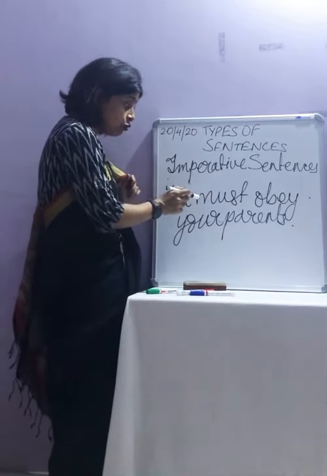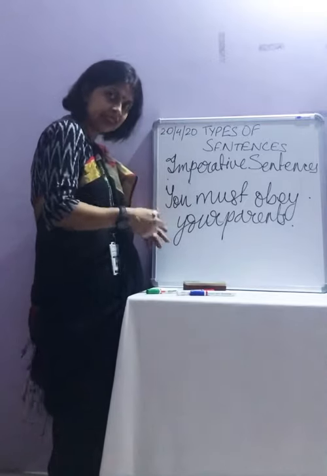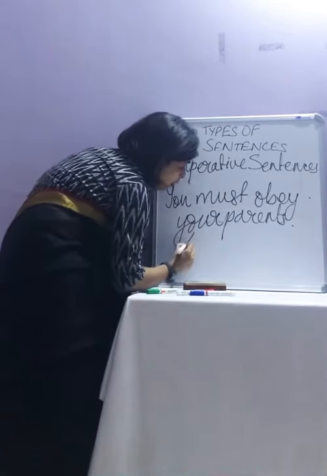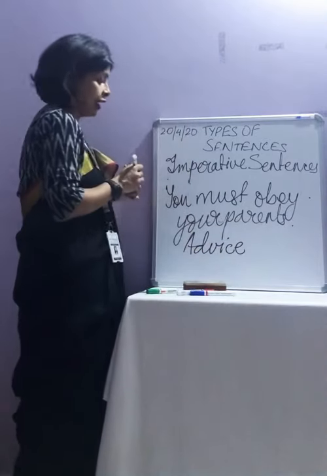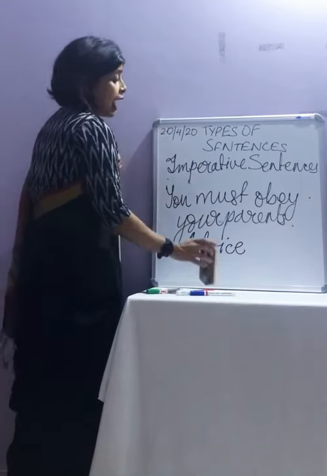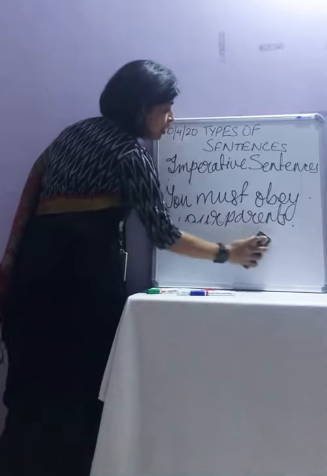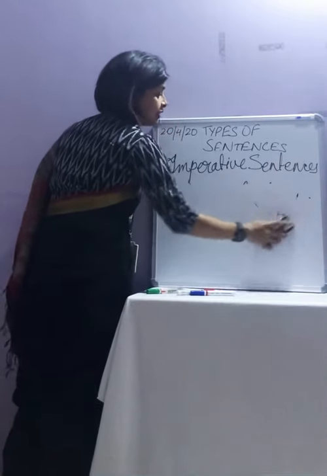So here what are you doing? You are advising something. Okay? You are advising someone something. So this is an advice. So this is the last and the third part of imperative sentences.